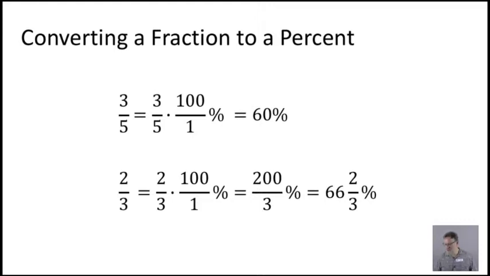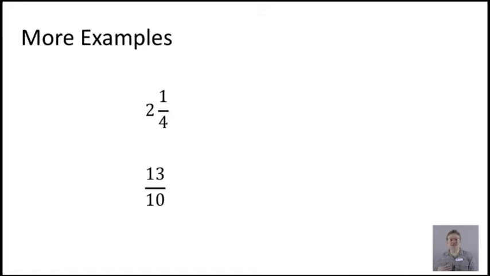Some more examples. Well, in this case, we're not dealing with a fraction. We're dealing with a mixed number, but the procedure is the same. Think about what we'll have to do differently here. What extra step we'll have to put in? Well, it's simply converting this mixed number to an improper fraction, 9/4, and then just proceeding as before.